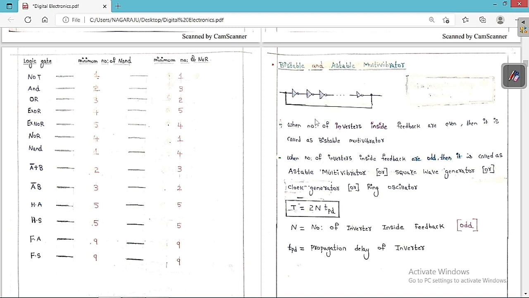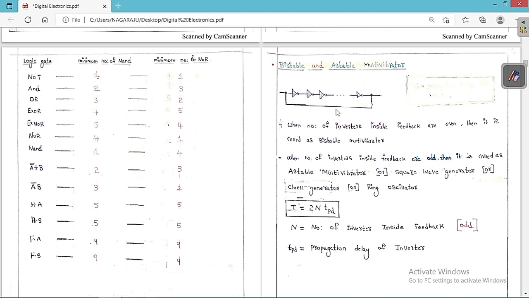So because of this reason only, it is called the bistable multivibrator. Suppose the number of inverters inside the feedback is odd, then we are going to get the output continuously varying from 1 to 0 and 0 to 1. So not even one state is stable, so it is called the astable multivibrator, or square wave generator, or clock generator, or ring oscillator.